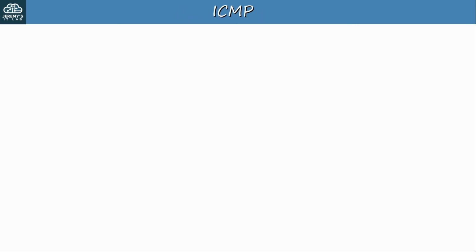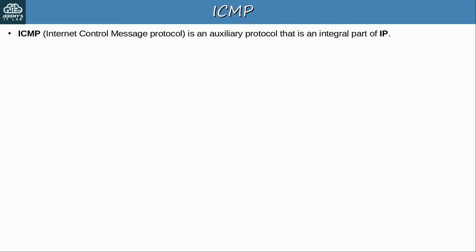So, what is ICMP? ICMP is an auxiliary protocol that is an integral part of IP. By integral, I mean that IP devices must support ICMP, as stated in the RFC for ICMP. IPv4 is defined in RFC 791, and ICMP in RFC 792. I think that shows the connection between IP and ICMP. ICMP is defined in the next RFC after IP.